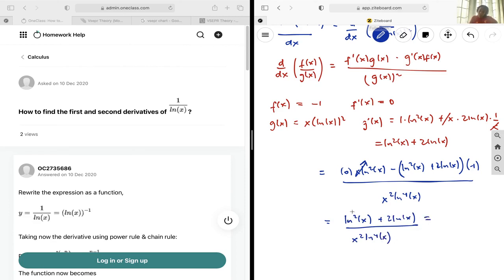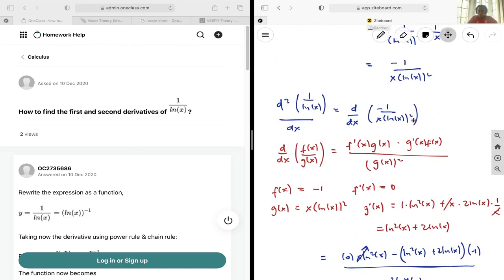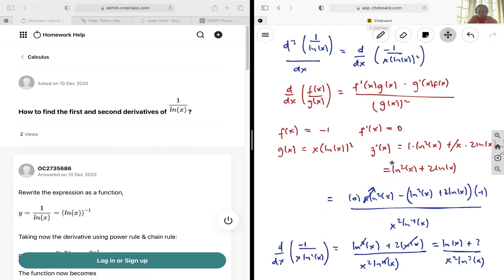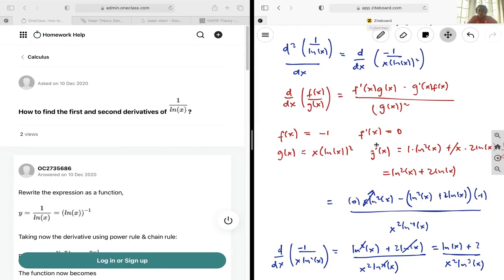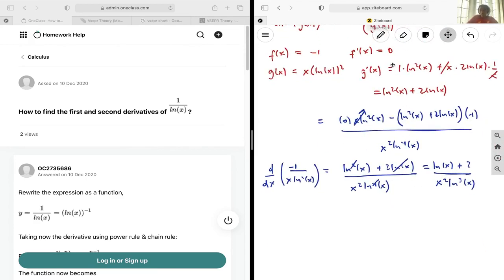We can cancel out one of the lns, and we would get ln x plus 2 over x squared ln cubed x. Let's just scroll up to ensure that there's nothing else we're supposed to search for. So this is, as we know, d over dx of -1 over x ln squared x. Yeah, and so that's exactly what we're looking for, and this is our final answer.